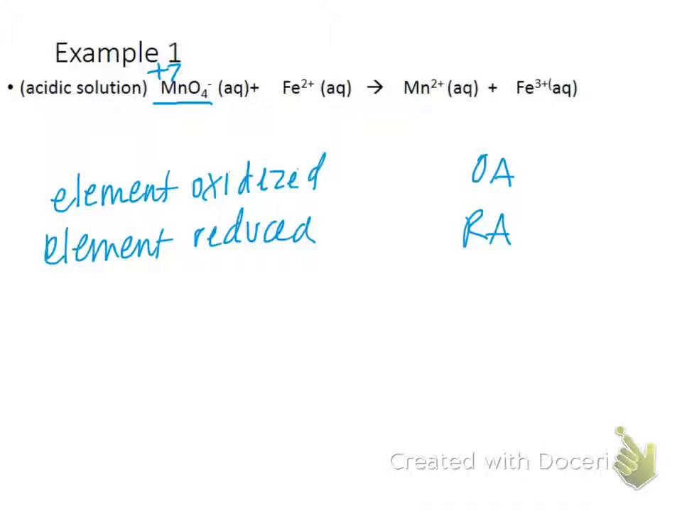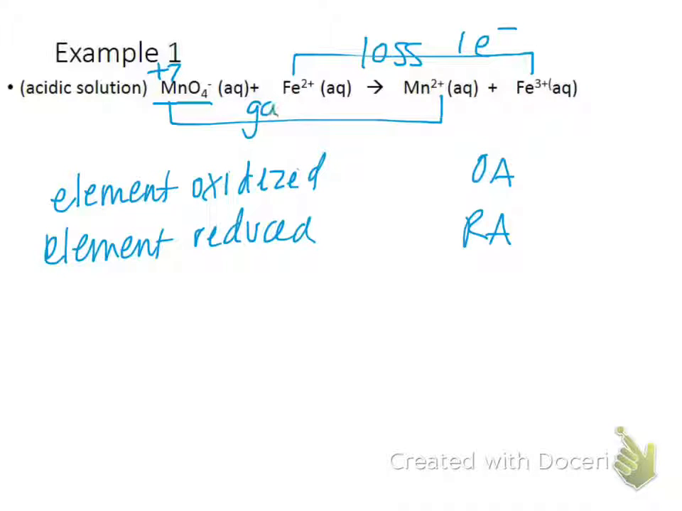So iron is going from a +2 to a +3. So is it gaining or losing electrons? Gaining? It's losing. It's getting more positive. So it's lost 1 electron. Okay? So manganese is going from a +7 to a +2. Did it gain or lose? Gained. How many did it gain? Gained 5.